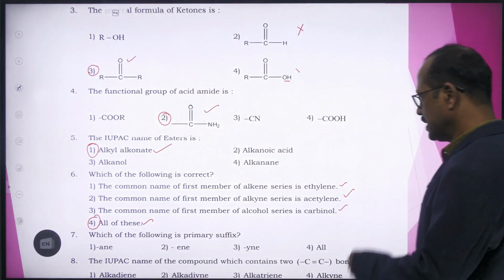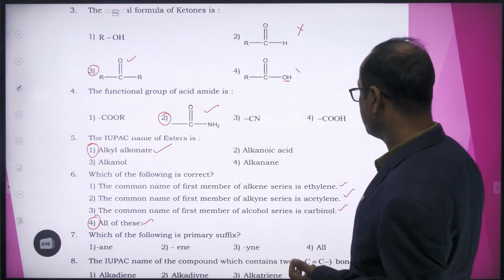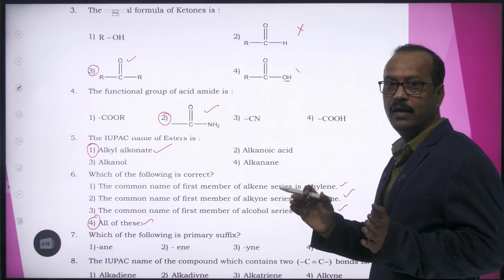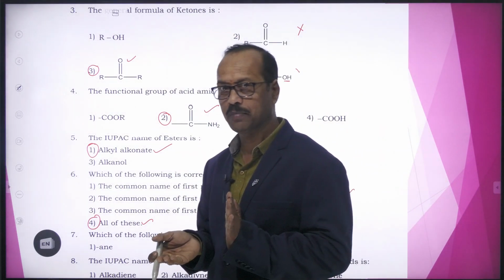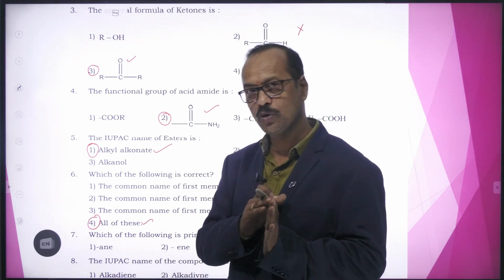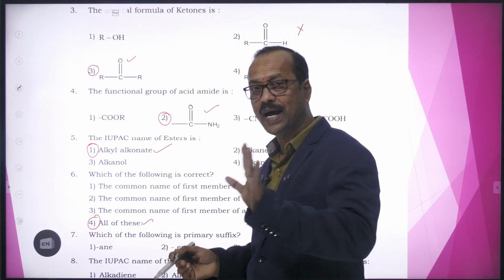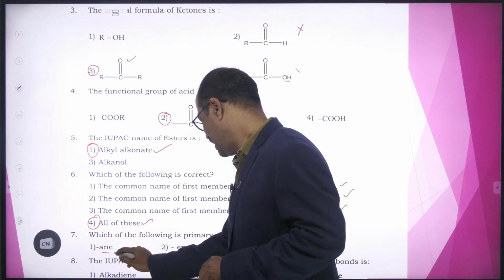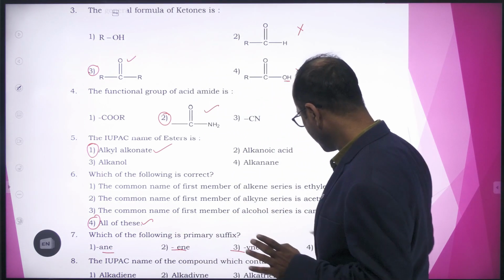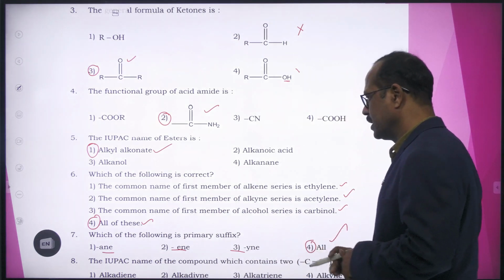Which of these is a primary suffix? Primary suffix, for example, I said butane. So but is a root word, ane is a primary suffix. Propene, prop is a root word, ene is a primary suffix. Pentyne, pent is a root word, yne is a primary suffix. So ane, ene, yne, all are correct only. So the option is C.